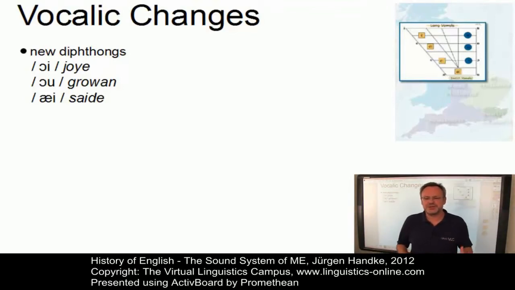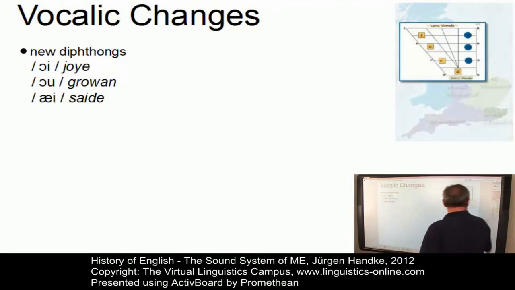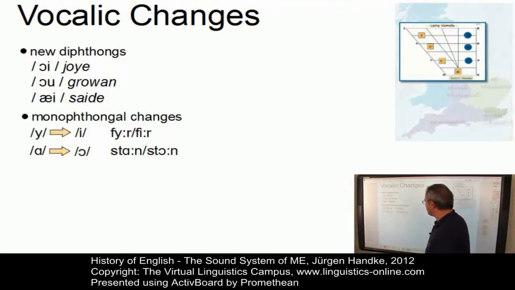Further inventorial changes concerned the loss of the rounded front vowel ü, where für became vier, and the raising of the low back vowel a to o, for example, stān became stōn.